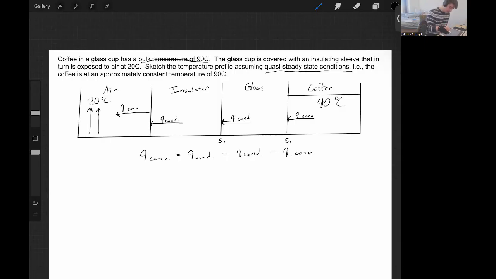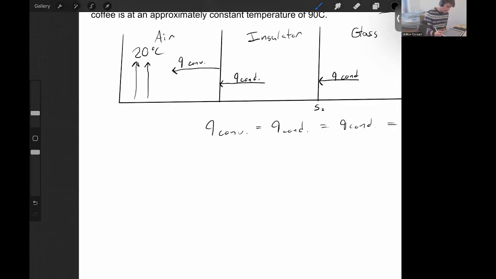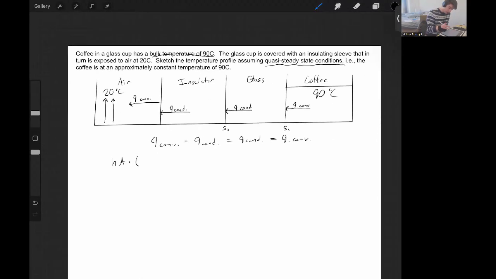So let's go ahead and start to the very left. Let's start with the air over here. The convection equation is going to look like h times the cross-sectional area multiplied by, and let's see here. This would probably be a convenient time to make a positive x direction, which I guess we could do 0 length.